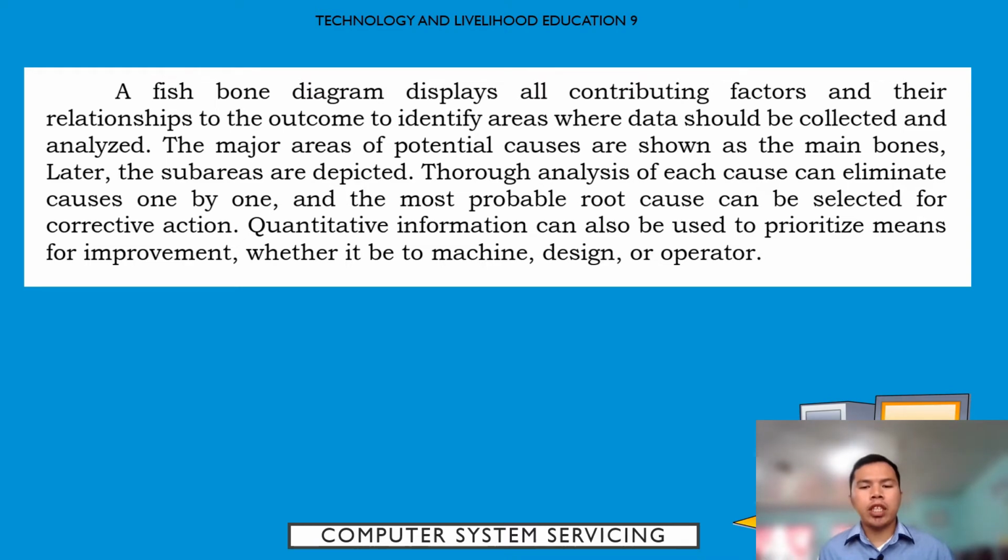A fishbone diagram displays all contributing factors and their relationships to the outcome to identify areas where data should be collected and analyzed. The major areas of potential causes are shown as the main bones. Later, the sub-areas are depicted. Through analysis, each cause can be eliminated one by one, and the most probable root cause can be selected for corrective action. Quantitative information can also be used to prioritize means for improvement, whether it be to machine, design, or operator.